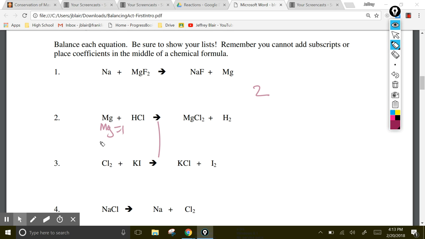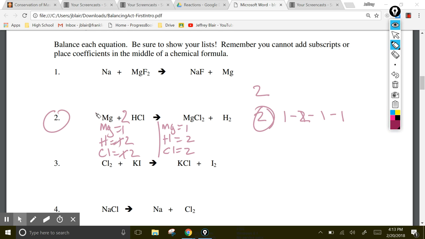Mg equals 1, H equals 1, Cl equals 1. Mg equals 1, H is straight across from H, equals 2, Cl equals 2. So we need to put a 2 here, gives us 2 H's and 2 Cl's, and we're balanced. So for the answer key, I could put number 2. It would be 1, 1, 1, 2, 1, 1. And this is number 2.